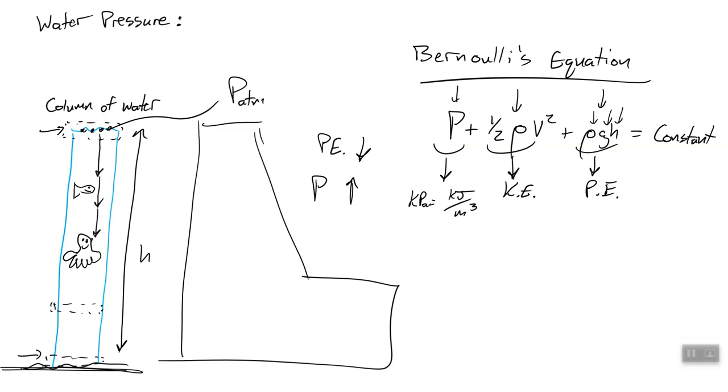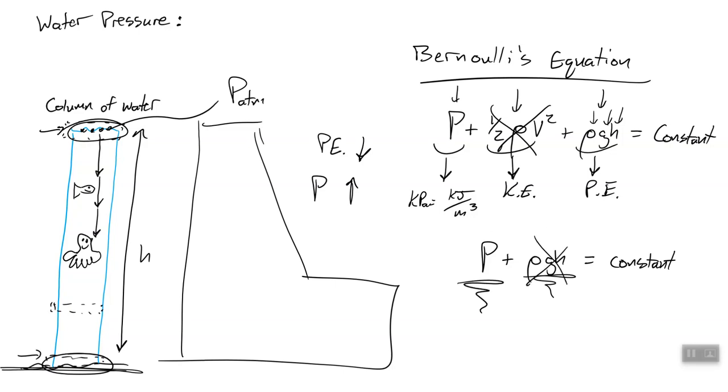So you see, since our water is not moving in our column, we remove this, and we just know that the pressure plus our potential energy must always be constant, which means here at the top of our column of water, all of our energy is manifest as potential energy. Here at the bottom, we have no potential energy, but we have a lot of pressure.